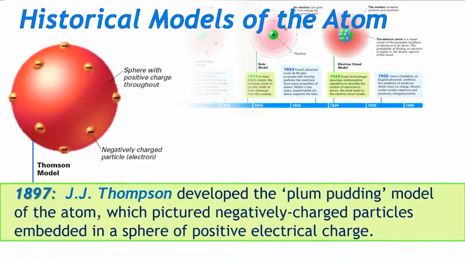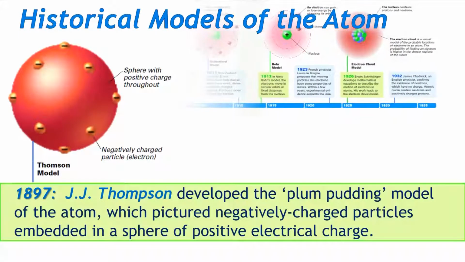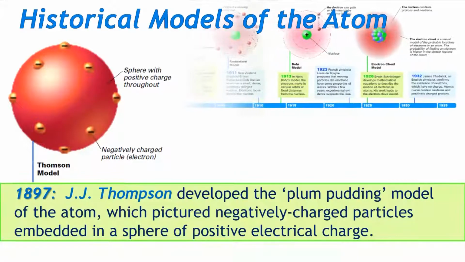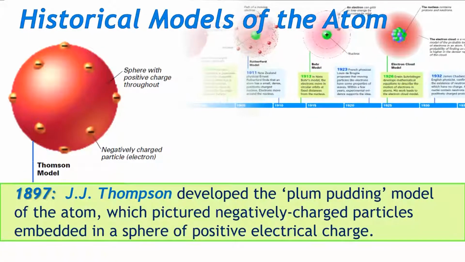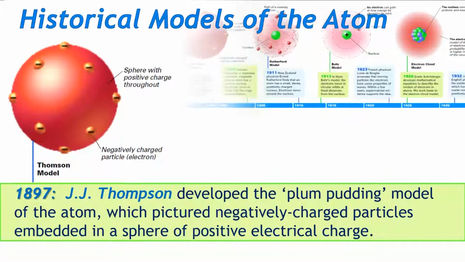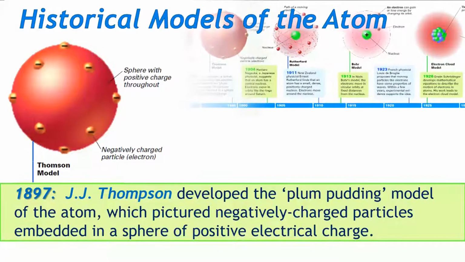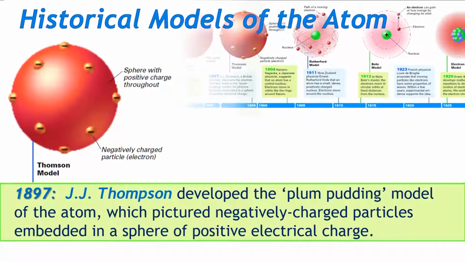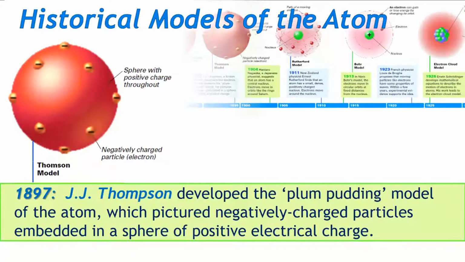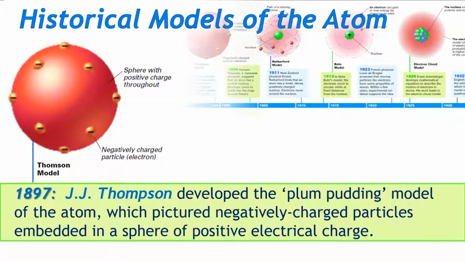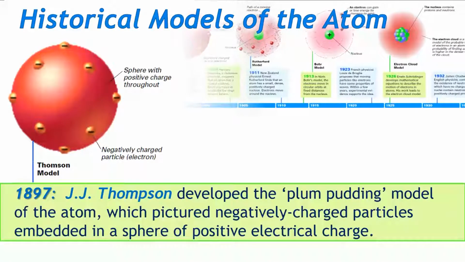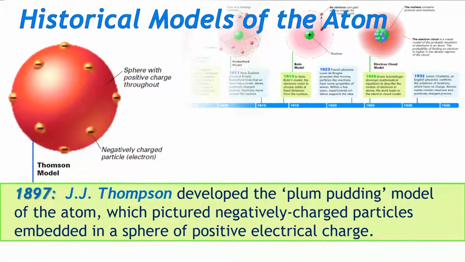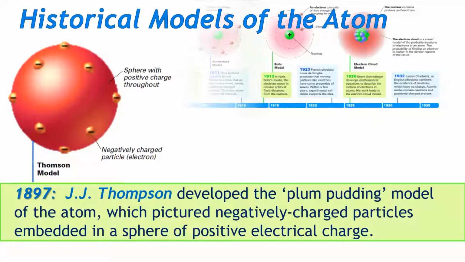In this model, we have an overall positive sphere. That is, the sphere has an overall positive charge, but embedded in that positively charged sphere are little packets of negative charge, electrons, like in a plum pudding or like chocolate chips in a chocolate chip cookie. We have electrons that are negatively charged in a positive sphere.